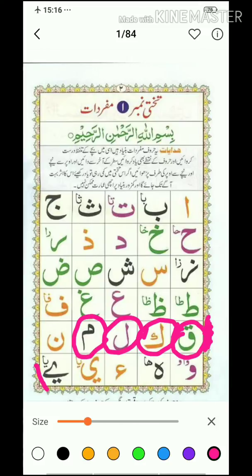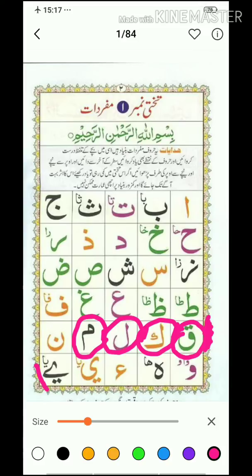The next one is Mim. Same as in English, after L we have M. The same here in Arabic, after Lam it's Mim. If we compare this letter with English, we can compare it with M. Like in English we have L, M. Here we have Lam, Mim.